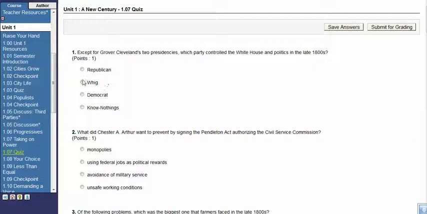Number 1, except for Grover Cleveland's two presidencies, which party controlled the White House and politics in the late 1800s? The Republican Party, the Whig Party, the Democratic Party, or the Know-Nothing Party? Number 2, what did Chester A. Arthur want to prevent by signing the Pendleton Act authorizing the Civil Service Commission? Monopolies, using federal jobs as political rewards, avoidance of military service, or unsafe working conditions?